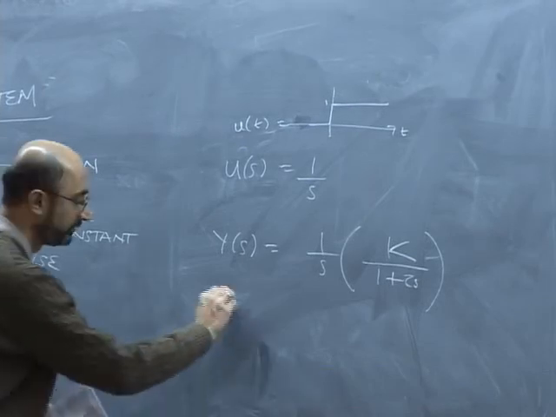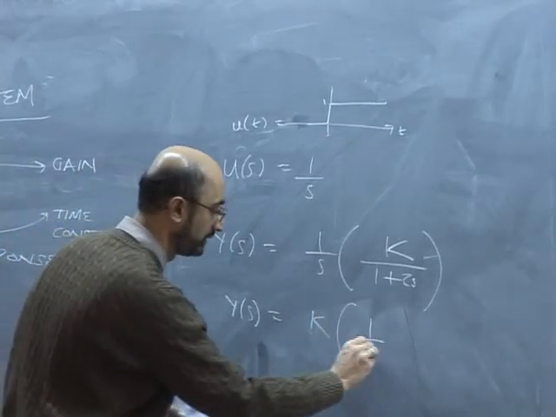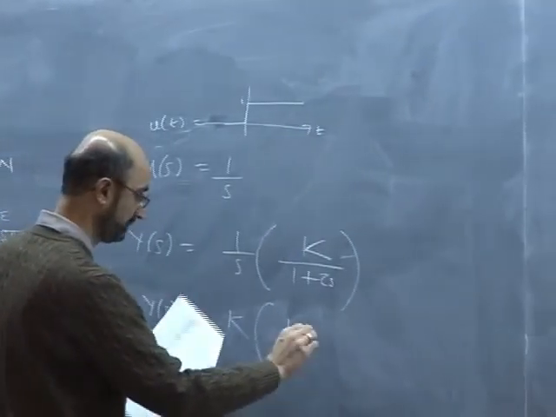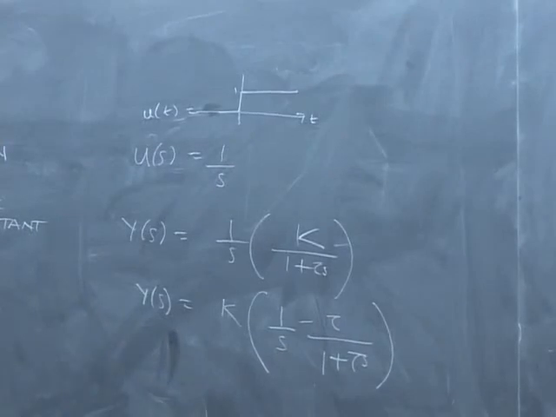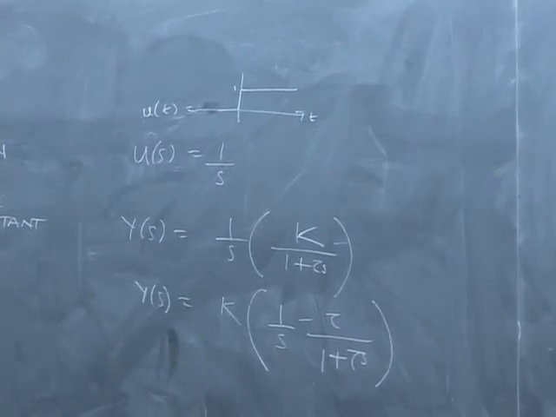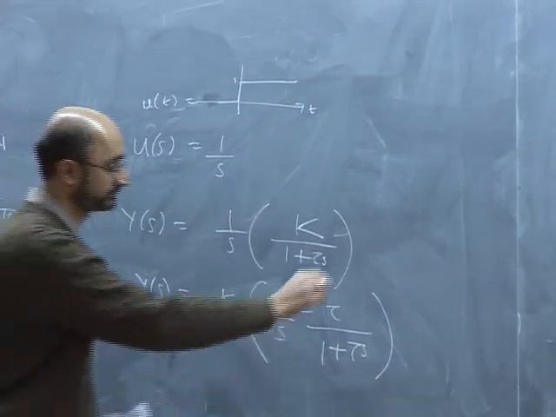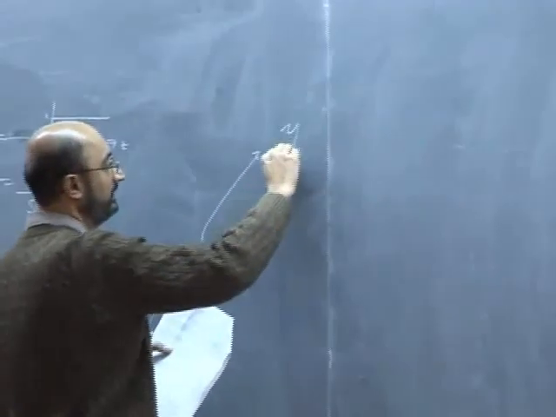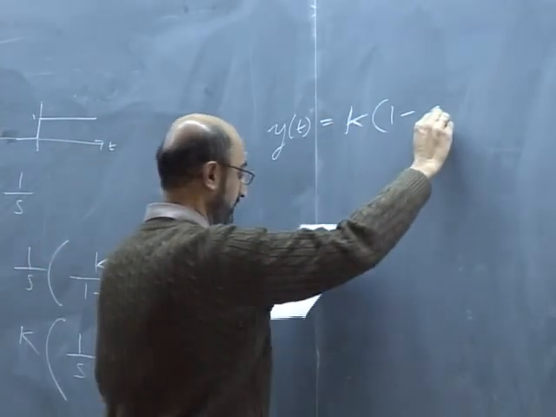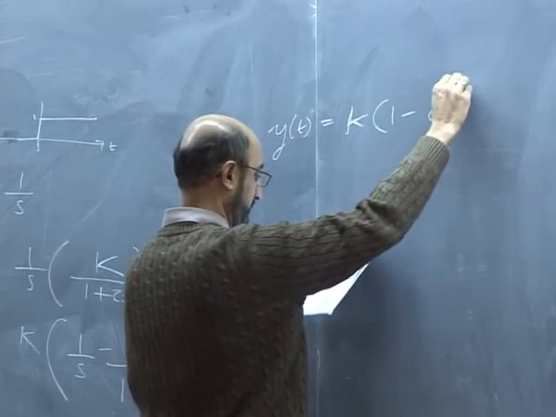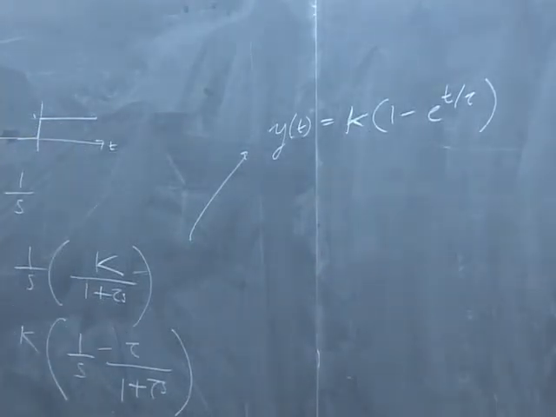And we can rewrite this using partial fractions as k times 1 over s minus tau over 1 plus tau s. That step I'll leave for you to figure out. And this you can write as basically k over s minus k tau over 1 plus tau s. And this turns out to be y of t, if you take the inverse transform, equals k times 1 minus e to the minus t by tau.